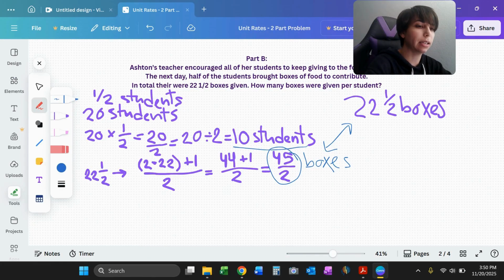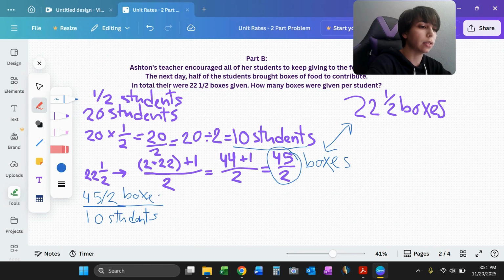So what's happening is we are going to be doing 45 divided by 2. We need to divide that whole thing by 10. This is the number of students. This is the number of boxes. It's just in a fraction, okay? So dividing by a number like this is also multiplying by the reciprocal. The reciprocal means we're switching the numerator and the denominator.